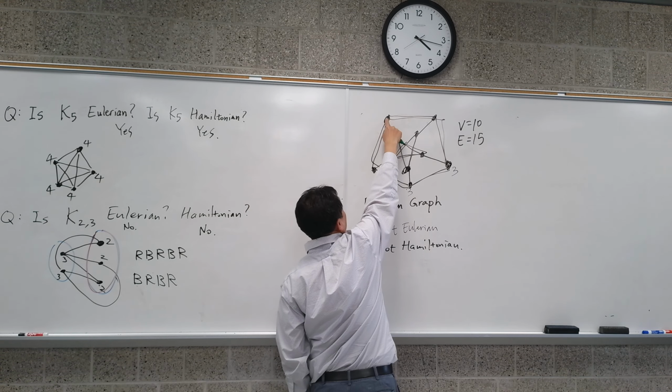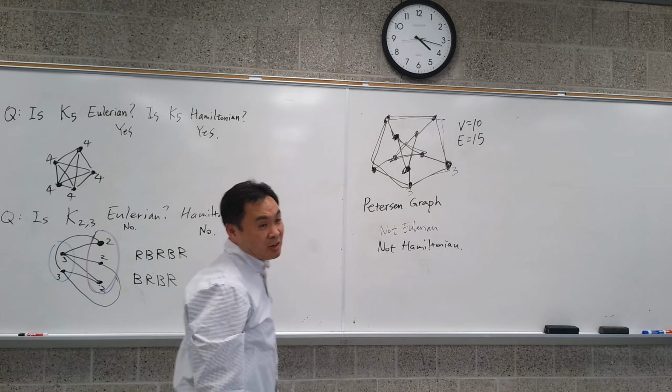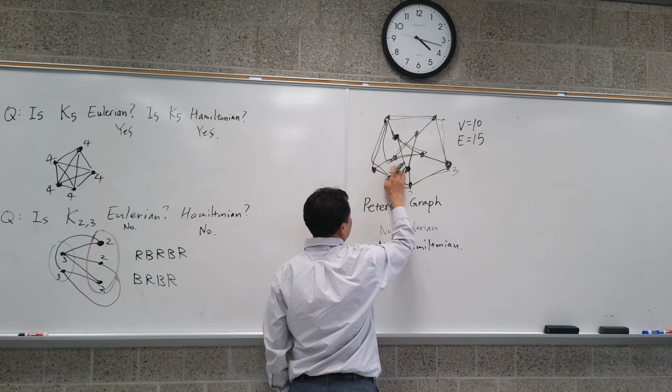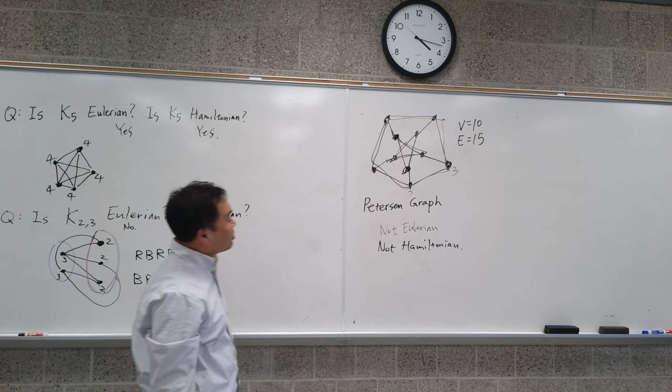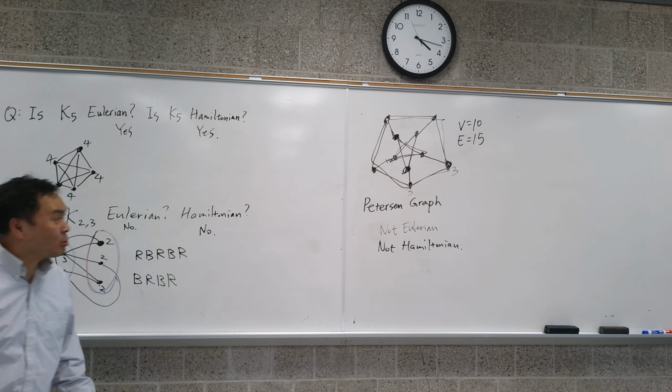So there's no route from here to there. If there was, then it would be Hamiltonian. If there was a connection from here to there, it would be. Yeah. So you can try to make a Hamiltonian path, but you can't find a Hamiltonian circuit. Okay, that's called the Petersen graph.